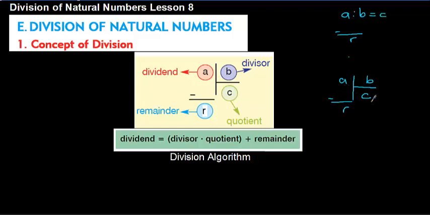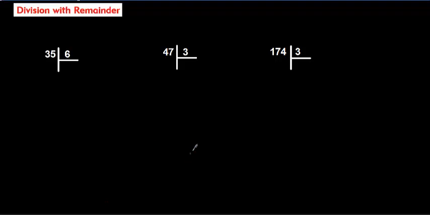is written here. And A is equal to B times C plus R is called the division algorithm. Dividend is equal to divisor times quotient plus remainder, which means A is equal to B times C plus R is the division algorithm. When I solve the questions, we are going to understand it better.